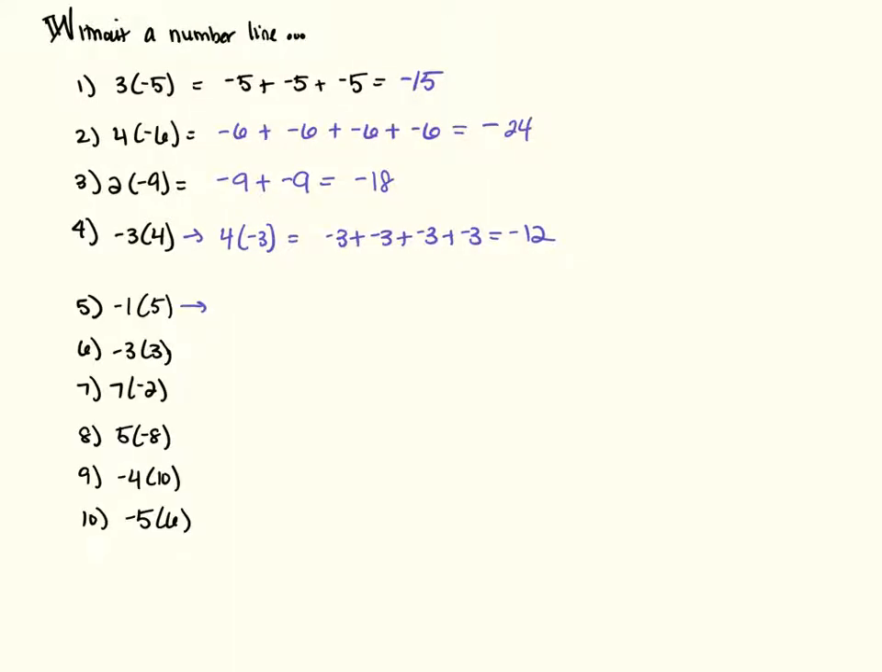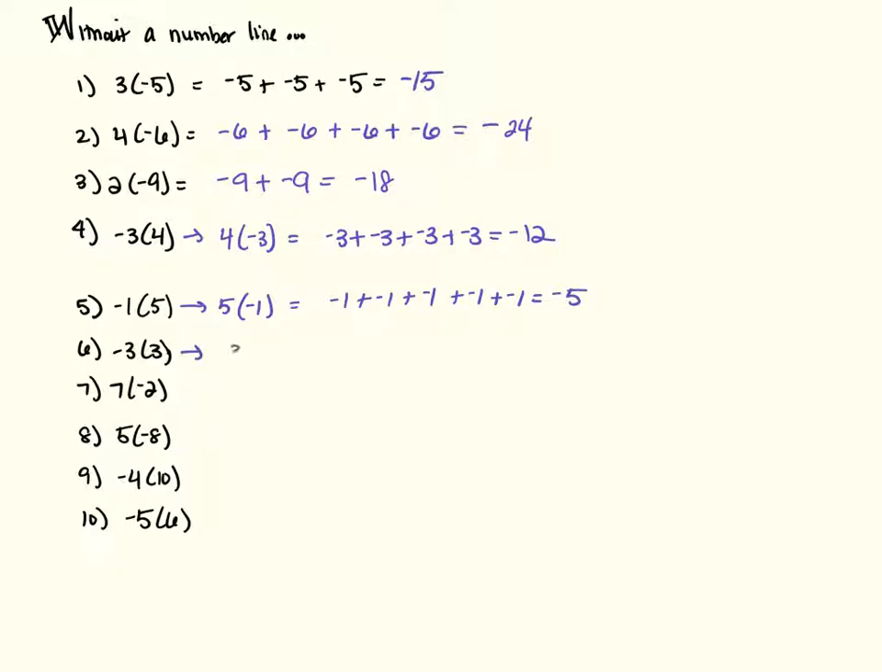Okay, go ahead and copy down 5 through 10. We are actually going to do, whenever you see a negative number first, we're just going to switch it around so that the positive number is the leading number. So this we have 5 groups of negative 1. I'm going to add negative 1 5 times, which ends up being negative 5.